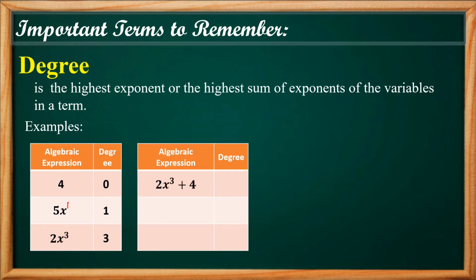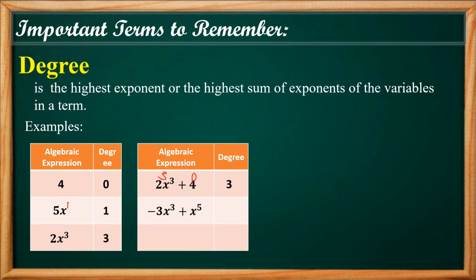Next. We have here the algebraic expression, 2x cubed plus 4. We have here two terms, 2x cubed and 4. On the first term, the highest exponent of the variable is 3. Then 4, wala siyang variable, it is 0. Again, here the degree is 3. Dito naman, 0. Alin na mas malaki? 3 or 0? Siyempre yung 3, therefore the degree is 3.